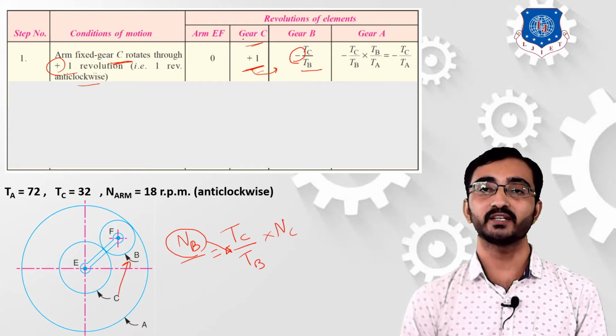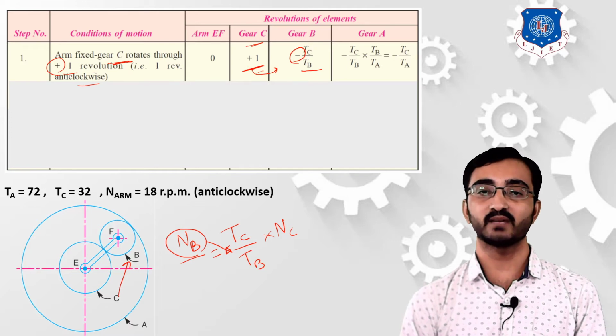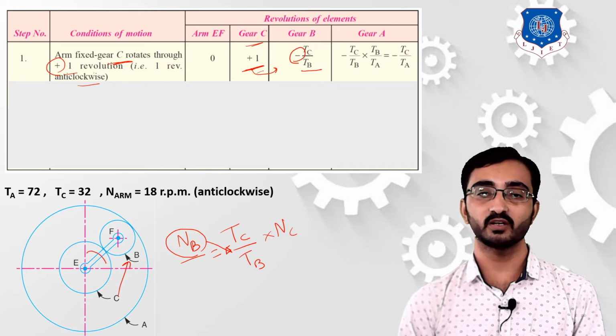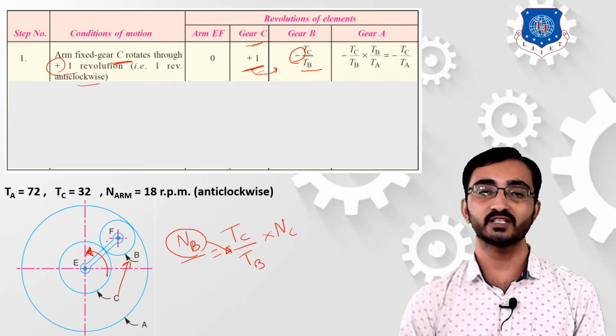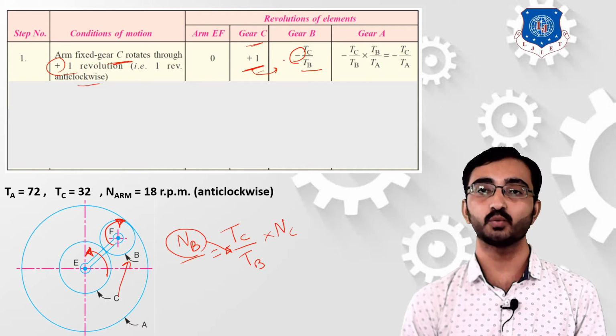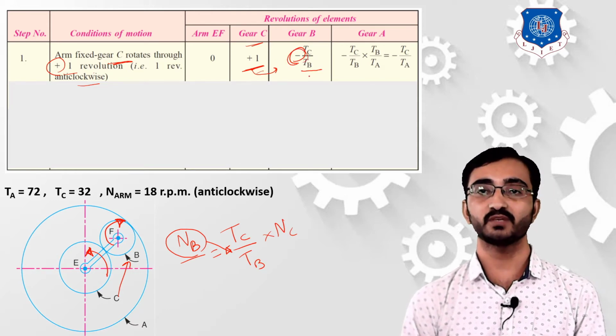Now the minus sign. You can see that gear C is rotating in the anti-clockwise direction, so in that case gear B will be rotating in the clockwise direction. That's why we put a minus sign for the clockwise direction. In this way you can derive the equation for gear B.